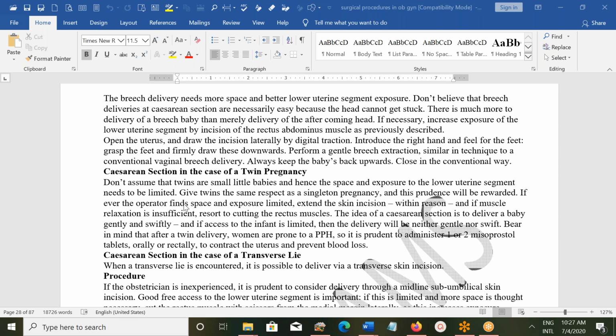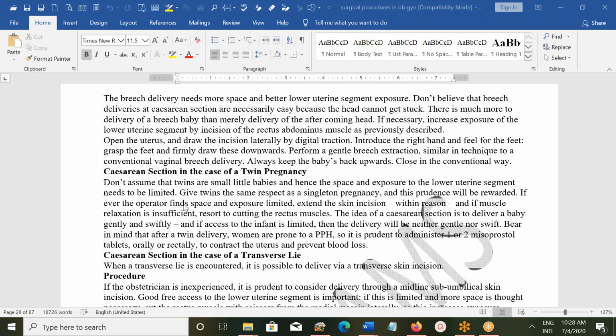Now, if there is a twin pregnancy, then you should not assume that twins are small, little babies, and the space and exposure to the lower uterine segment needs to be limited. So you're going to give the incision as you will give in a standard case. If the operator finds space and exposure limited, then we need to extend the skin incision.